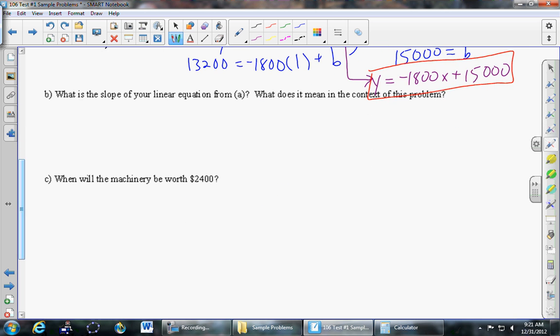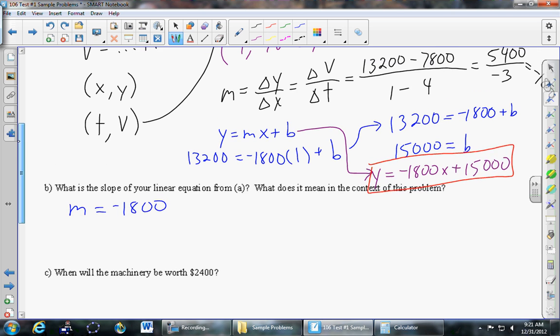Part B, what is the slope of your linear equation from A? What does it mean in the context of this problem? So because we did all that work to get something that looks like y equals mx plus b, we can just grab the slope from our equation. Although that's actually kind of silly because we did all that work to just find that the slope was negative 1,800, so scratch that. The slope is just negative 1,800. That's what we found up there in black.